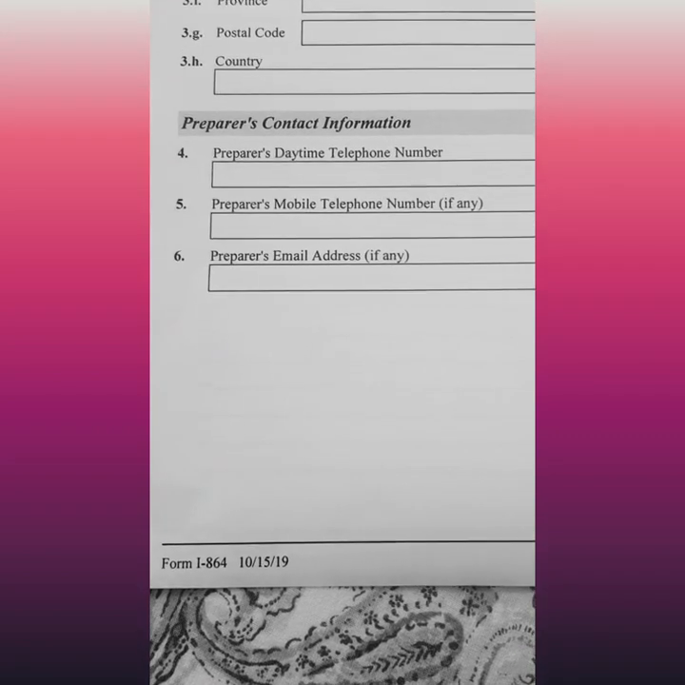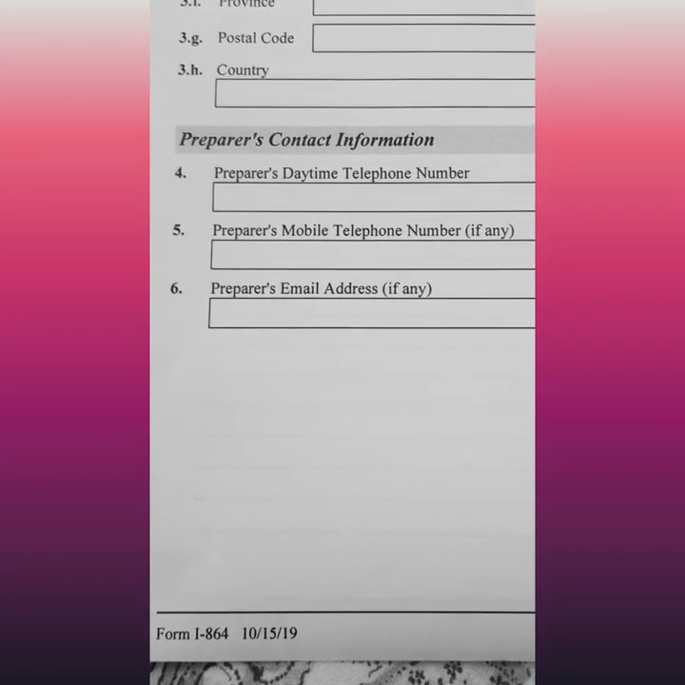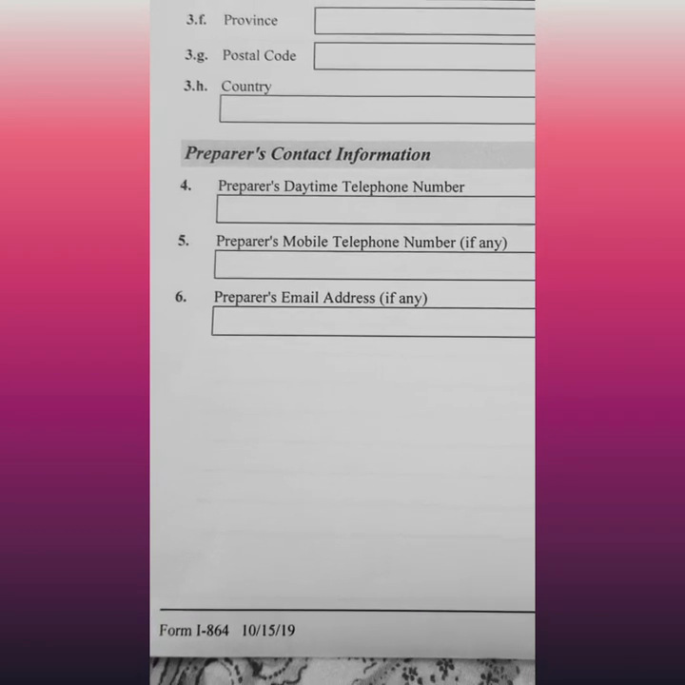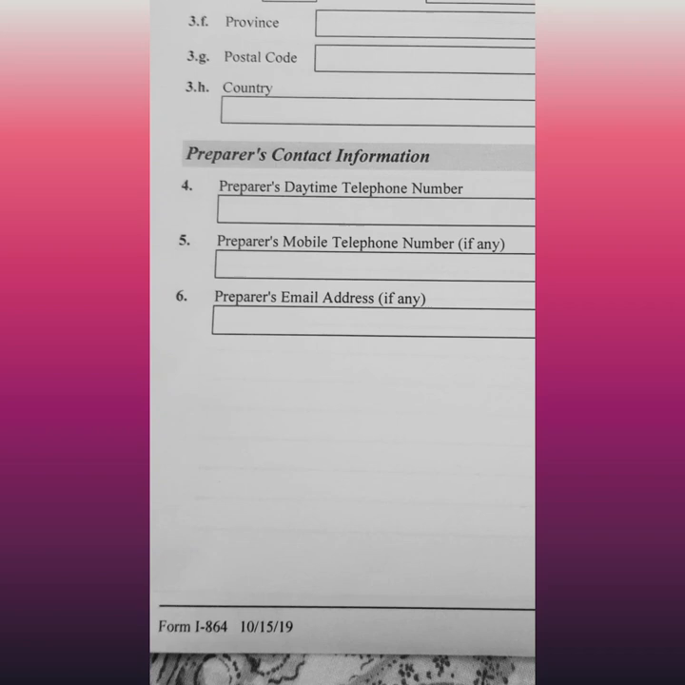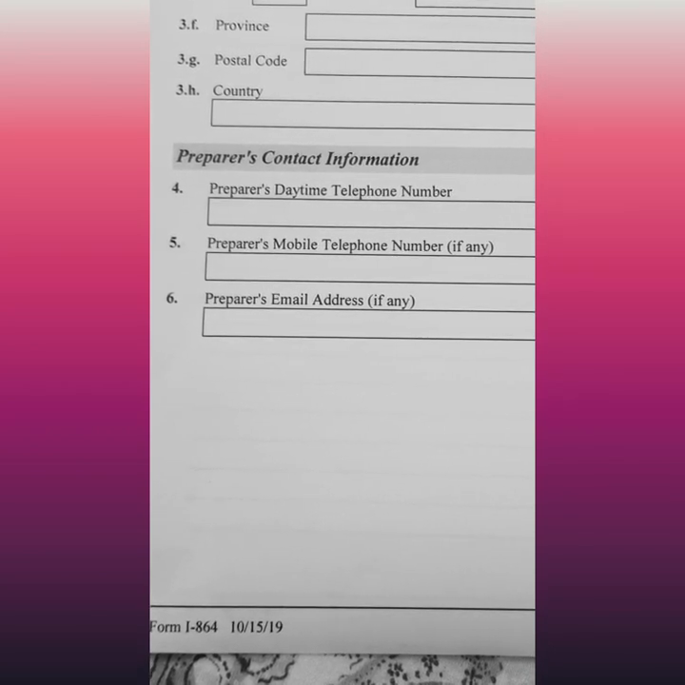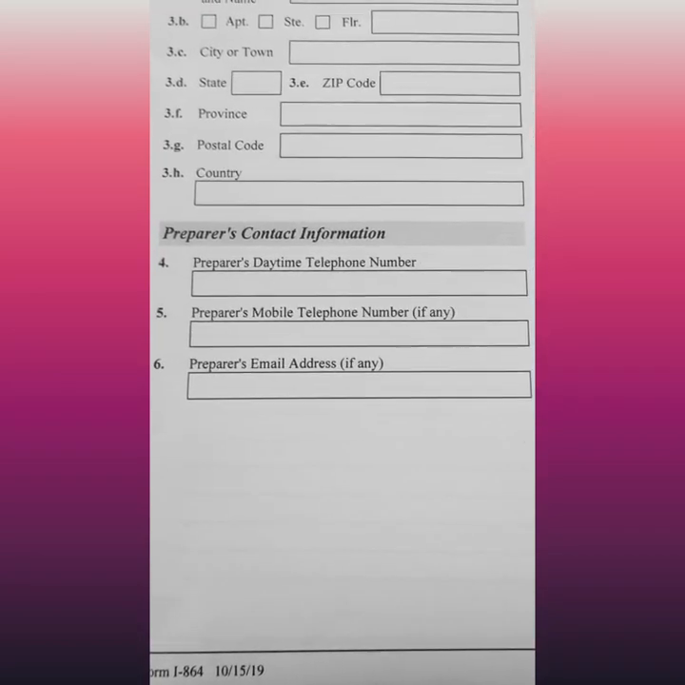We move over to the preparer's contact information. Preparer's daytime telephone number. Number 4, preparer's mobile telephone number, if any. Number 6, preparer's email address, if any.